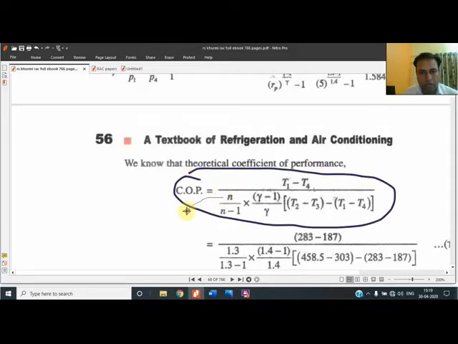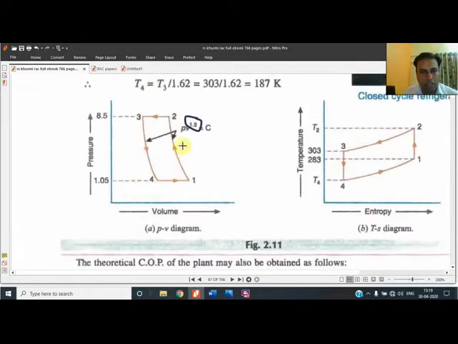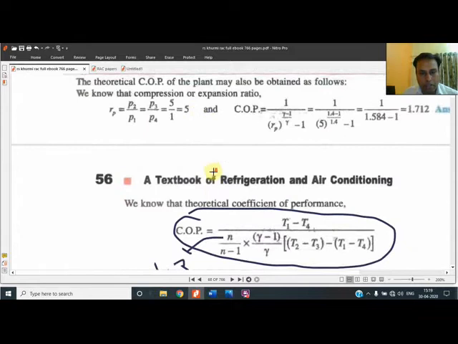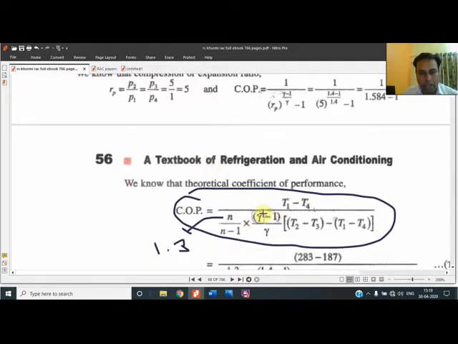N is already given in the question, that is 1.3. In the question you can see the 1.3 value is given. Gamma we know is 1.4, Cp upon Cv, and we have to determine all the temperatures 1, 2, 3 and 4.